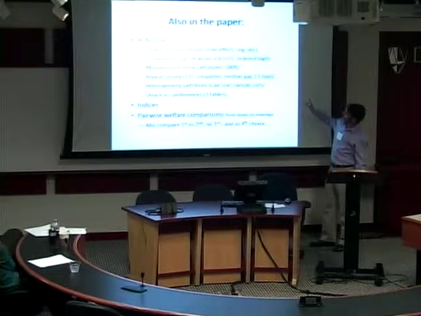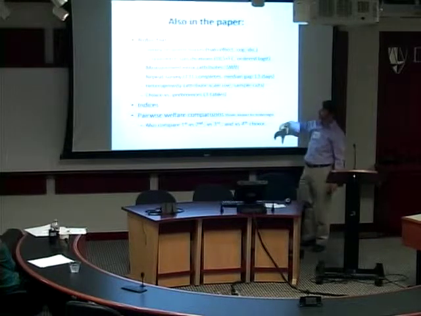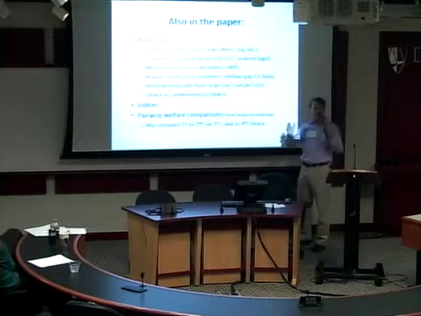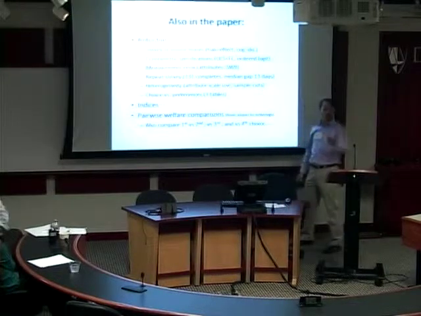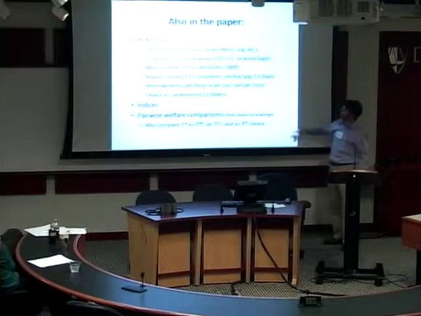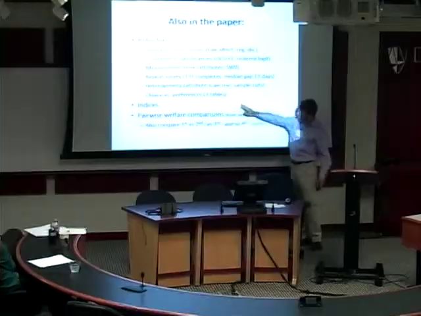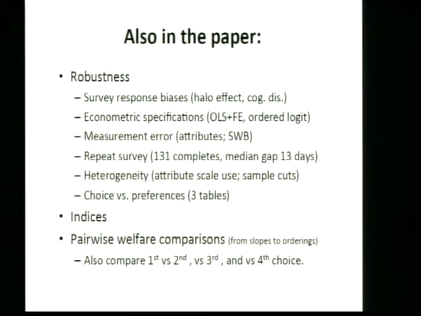We have a lot of robustness checks in the article. We think about halo effect, cognitive dissonance. It will make you report things that look more choice-like than perhaps if we didn't elicit the choice before. And other things, we have the repeat survey, as I said, measurement error. There are the indices. This is just advertising the paper, right? I don't have time to talk about them.